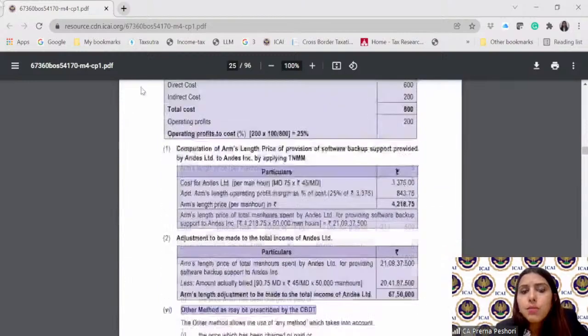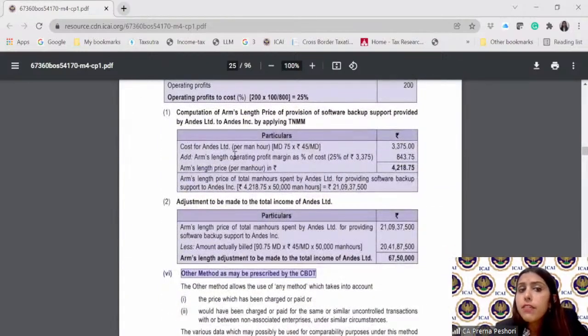You will see here they have cost of 75 into 45, right? 75 Malaysian dollar into 45. That is your cost. You will add 25% to that and you will come at arm's length price. 4218 is the arm's length price into 50,000 man hours. That comes to 21 crore 9 lakh 37,500.